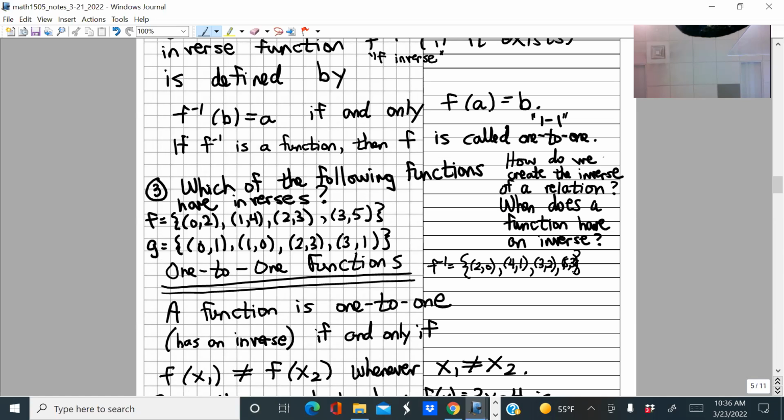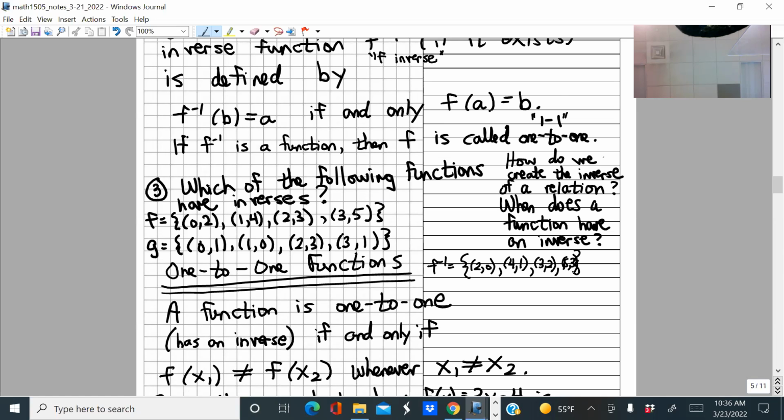Let's check and make sure that is a function. This is the problem with inverses. Sometimes when you try to create the inverse of a function, you will end up with a creature that's not a function. You'll end up with a relation that's not a function. That's what you have to be careful of.